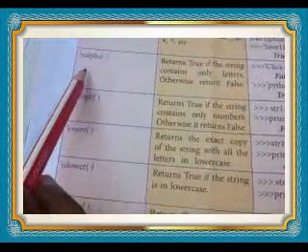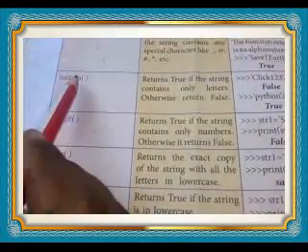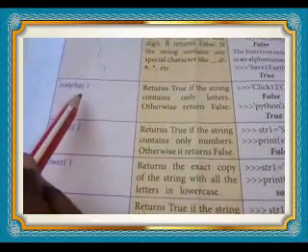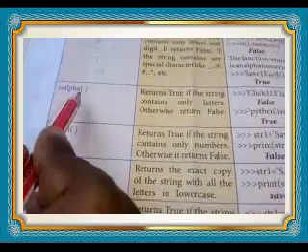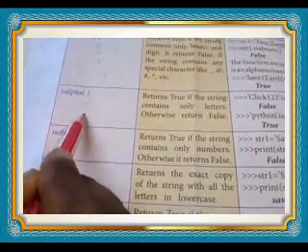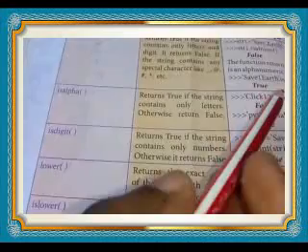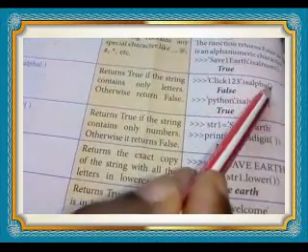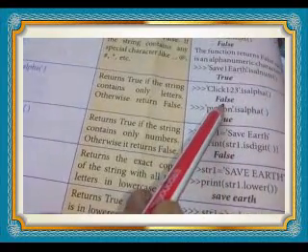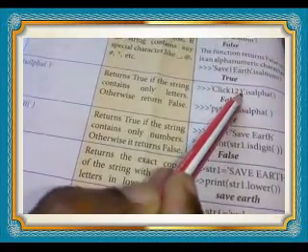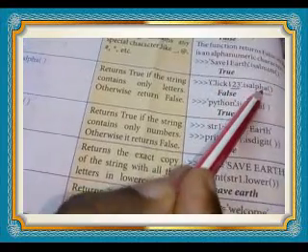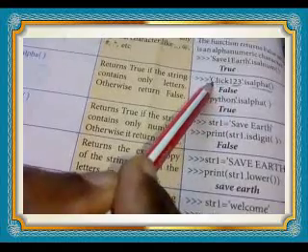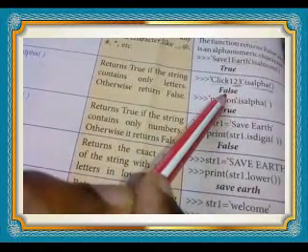Next function is isalpha. This function is used to check whether the given string is alphabet or not. If it is alphabet, it returns true. Otherwise, it returns false. See here example. Click123 dot isalpha. It returns false. Why does it return false? It has a number. This isalpha function is used to check only alphabets. These are alphabets. This is a number. That's why it returns false.